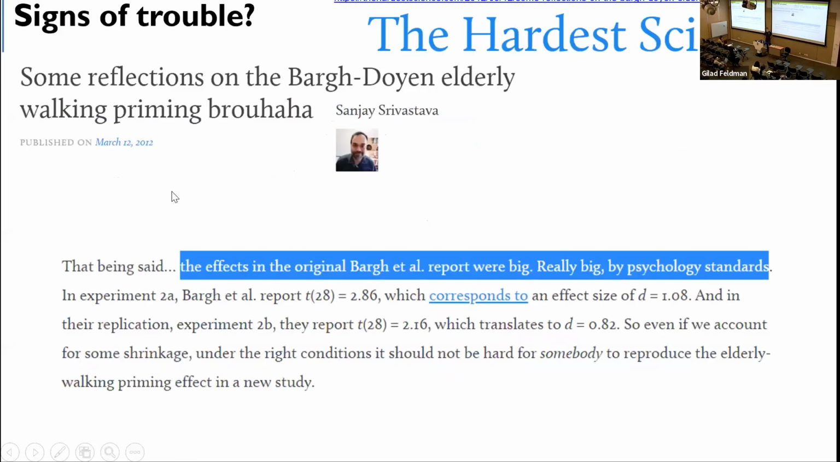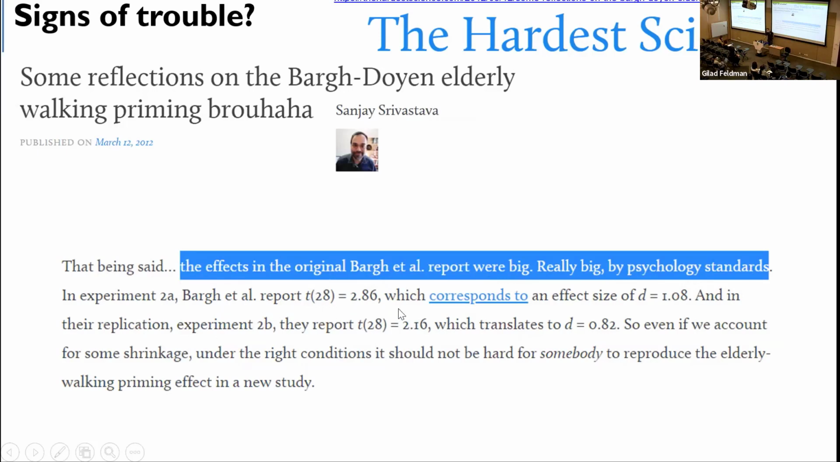And he said, beyond the failed replication, even if you put the replication aside, so when you're looking at your original articles, even before you started replication, you want to really look at the statistics and say, is this plausible? Does this make a lot of sense? So for example, what Sanjay did over here is reflect about the effect sizes. That being said, the effects in the original Bargh et al. report were big, like really big by psychology standards.